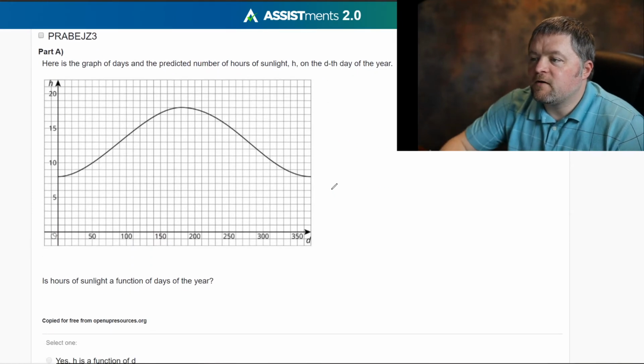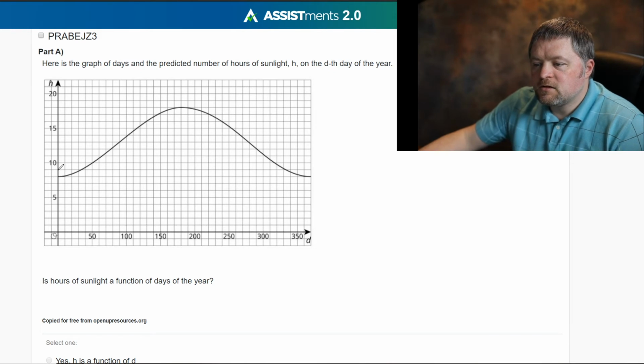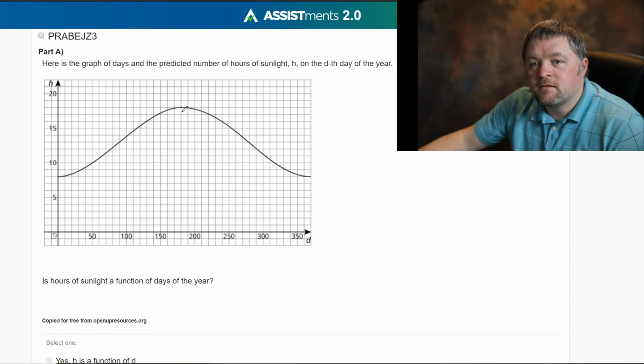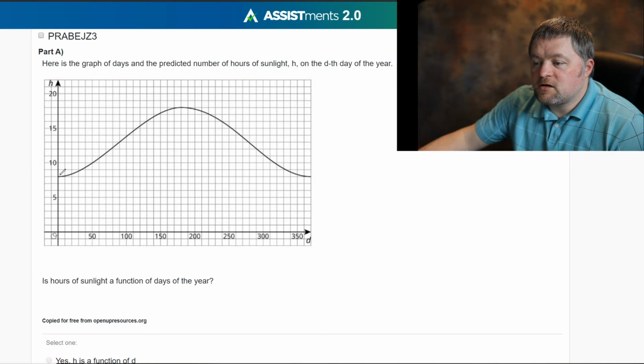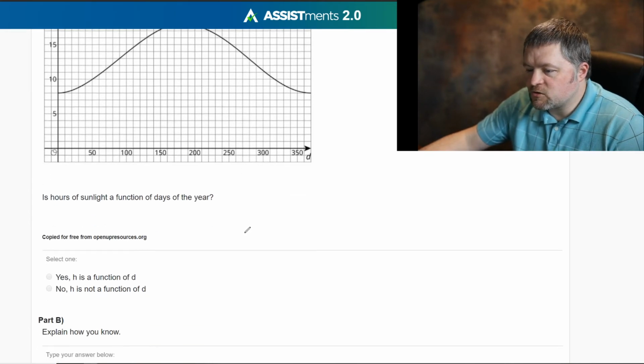Here's a graph of days and the predicted hours of sunlight H on the dth day of the year. So this would be the first day of the year. How many hours of sunlight are there? The longest day in the middle of the year, in the middle of summer. How many hours of daylight are there? Days starting at the first of the year, the days are short, they get longer. Longest day is in the summer, days get shorter again.